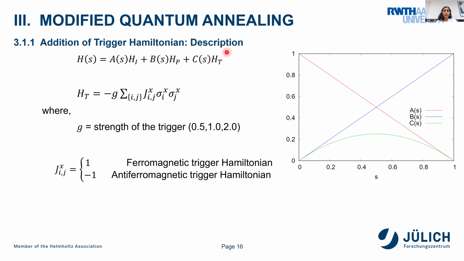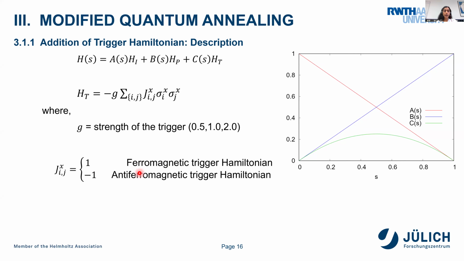And this trigger Hamiltonian that we have here was chosen to be of this kind, so with transverse couplings of this form, with parameter G controlling the strength of this trigger. So we could choose the strength of the trigger to be either 0.5, 1.0, and 2.0. Furthermore, we could choose 2 different kinds of these trigger Hamiltonians.